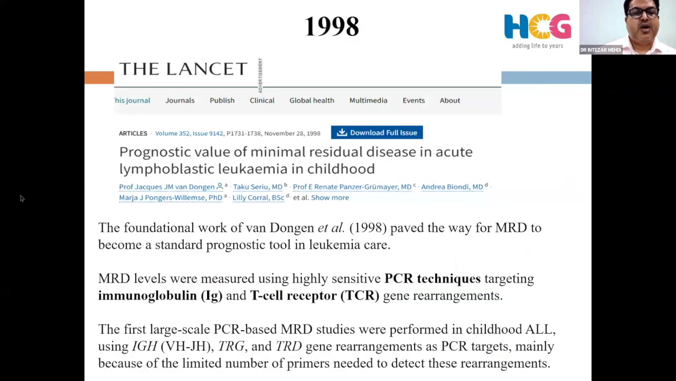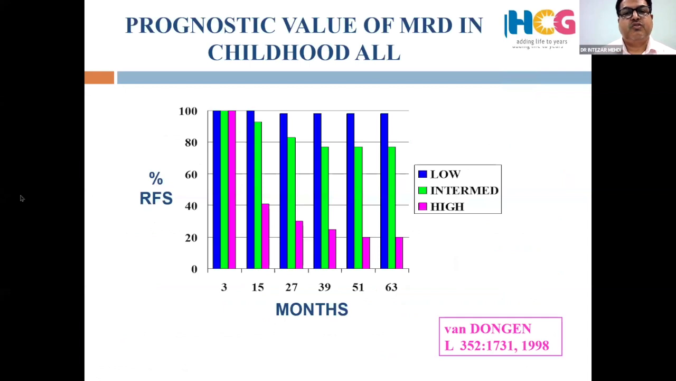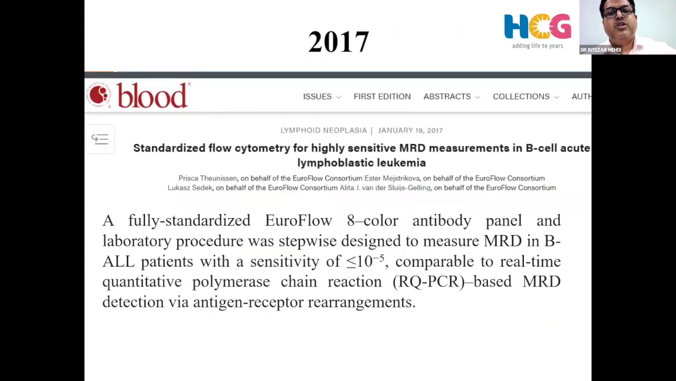This was a landmark paper by Weinberger about 25 years ago, in 1998, which first emphasized the importance of MRD. This showed that patients who had high MRD did not have a prolonged relapse-free survival, as you can see on this graph, which is highlighted in pink. And those patients who had low or negative MRD continued to do well and had long-term survival. Similarly, in 2017, there was another paper which compared flow cytometry based MRD with PCR based MRD.